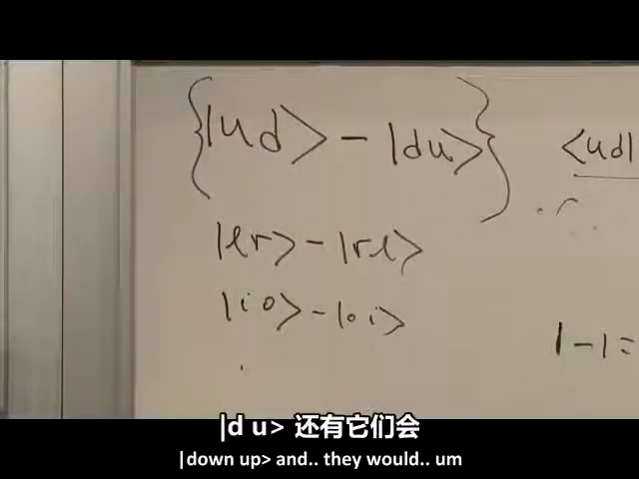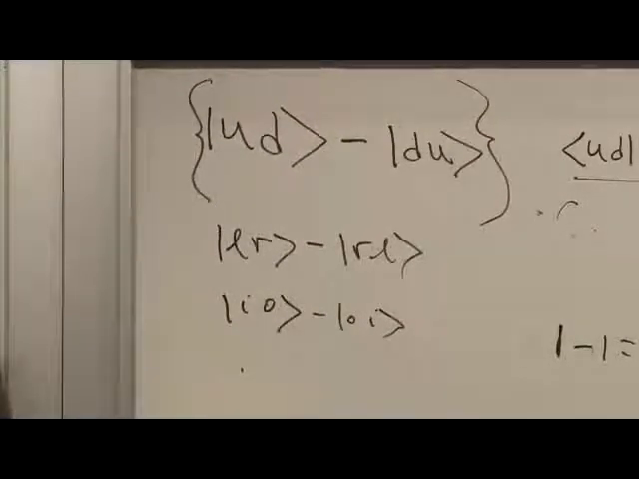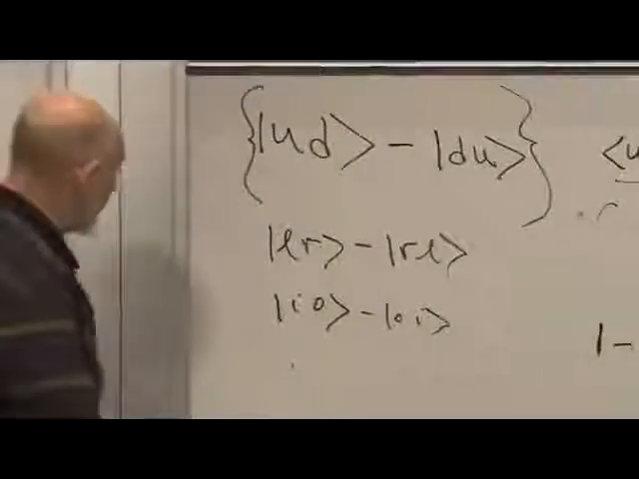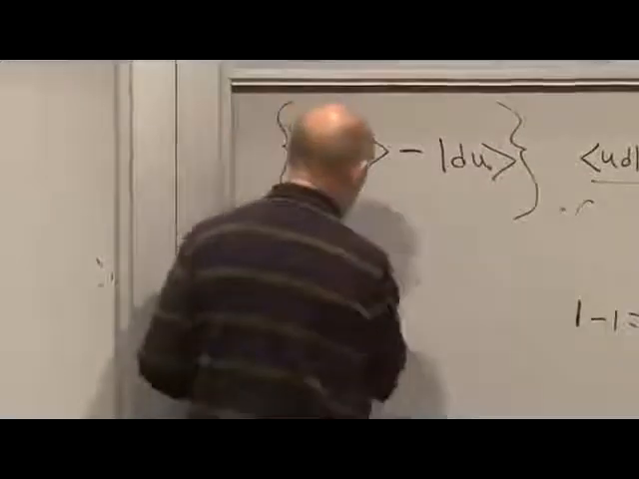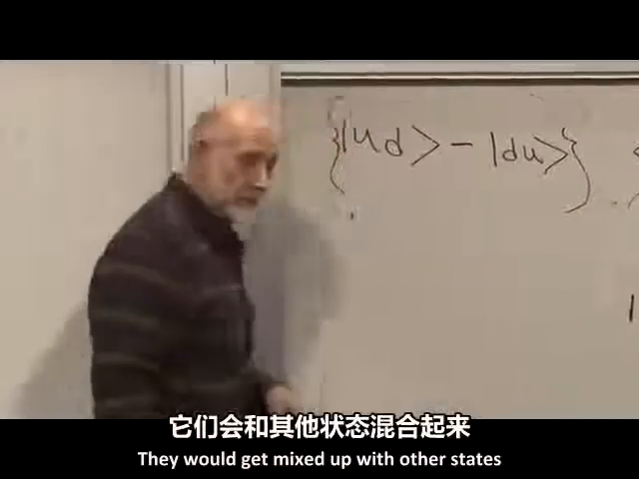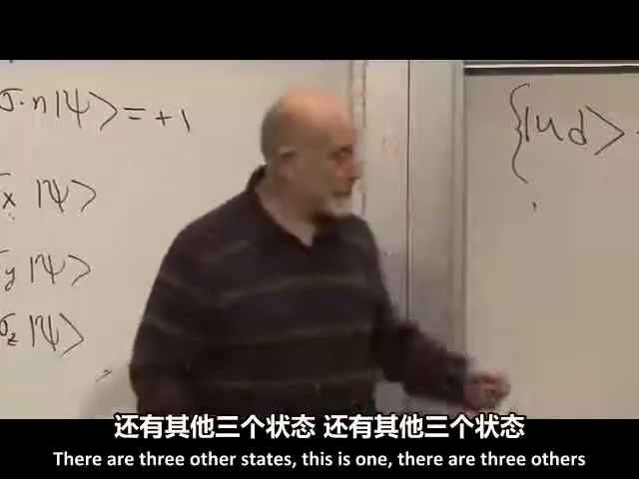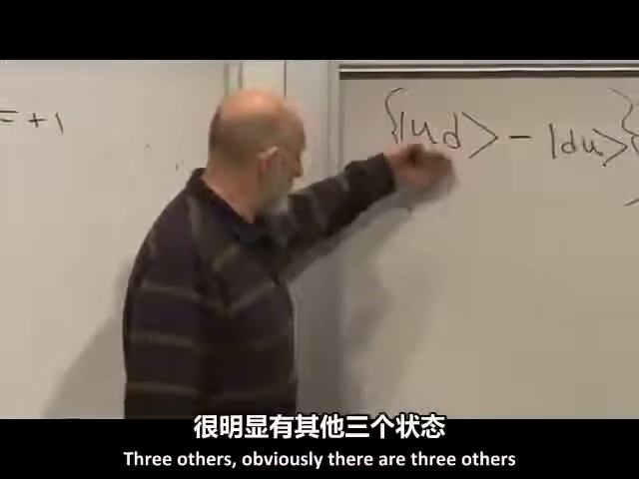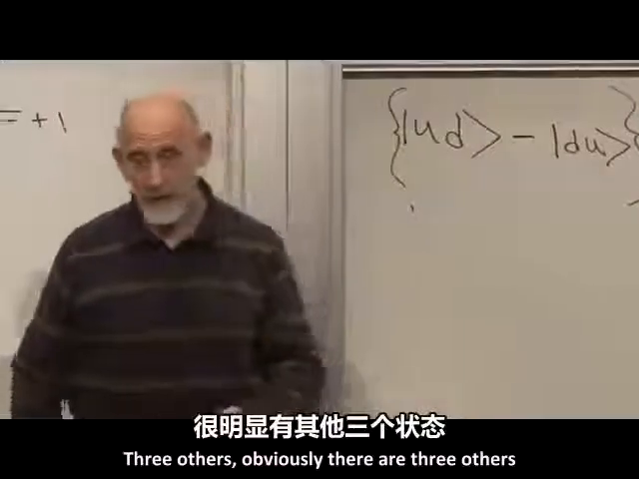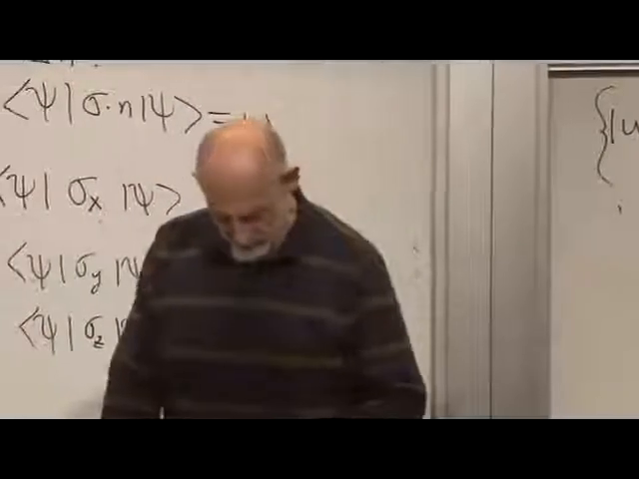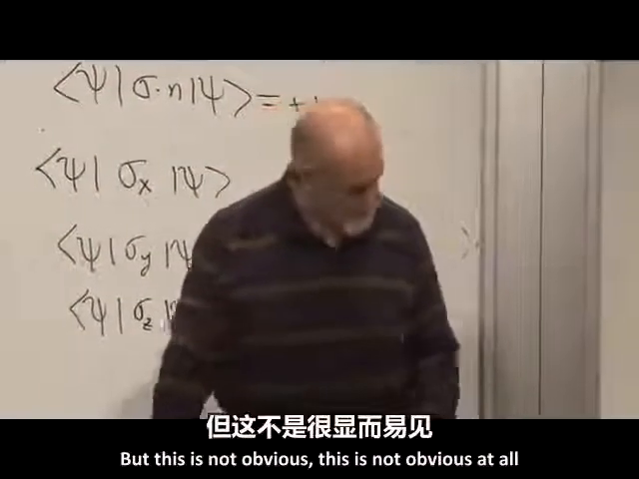Down, up, and up, down, they would get mixed up with other states. There are 3 other states. This is one. There are 3 others. The 3 others are, well, obviously there are 3 others, and they mix up with each other when you change the basis. But this is not obvious. This is not obvious at all.